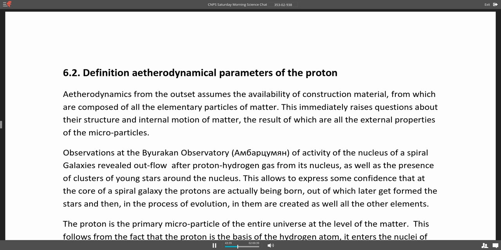outside, out of the centers of galaxies, out of those accretion disks, we have a kind of radiation detected. You know, and there has been a lot of... I think this is a reference to Armbart Sumyan. Do you know who I'm talking about? Famous astronomer of the Bayurakan Observatory. I'm not sure if I pronounced his name correctly. So he came up with this theory of activity in the nucleus of a spiral galaxy, outflow.